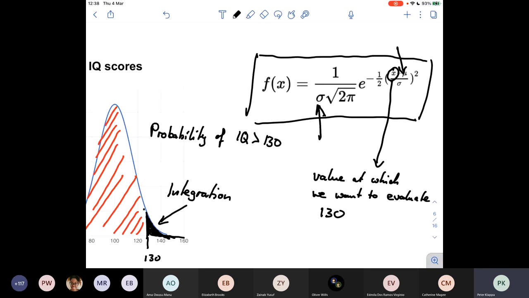You have all done calculus, you have all done integration. So really integrating this function, I assume, is no problem for you guys. Is there? You can all do that. No.